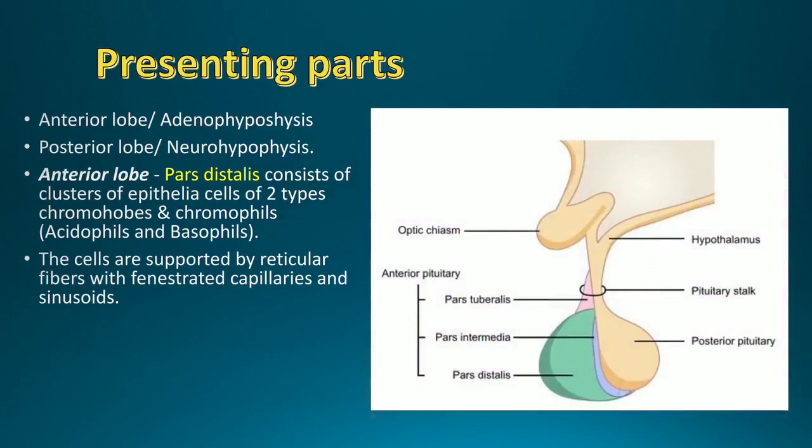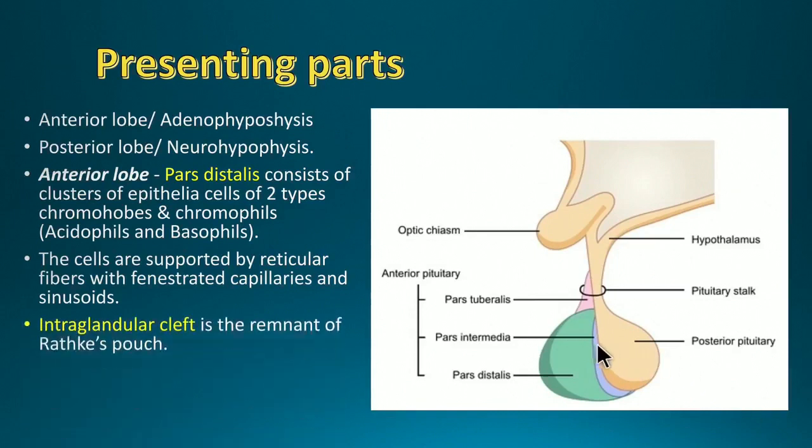Okay, so chromophils and chromophobes. Chromophils are again divided into acidophils and basophils based on the nature of the stain they take. Acidophils intensely stain with eosin and acid fuchsin, whereas basophils mainly take up basic stains like methylene blue.